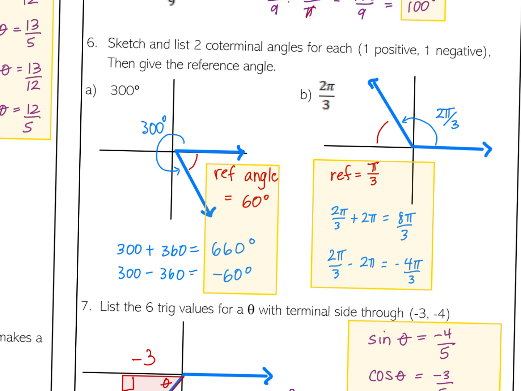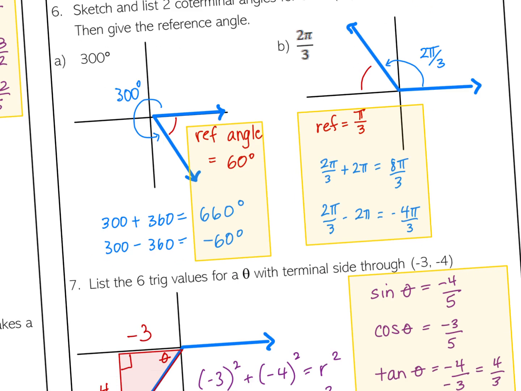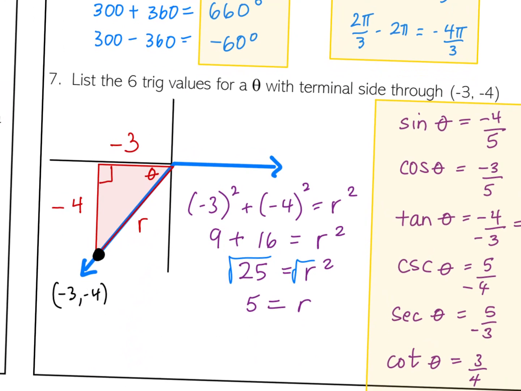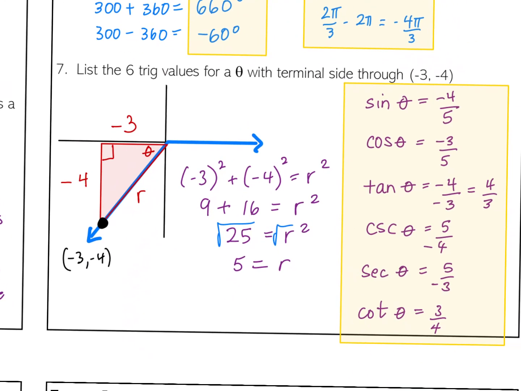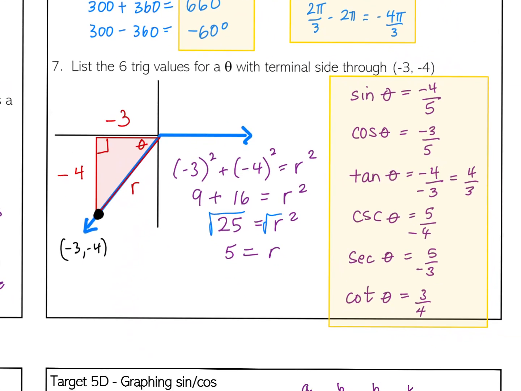And for this section, again, you will have a calculator, so you can use that to help you out. Here, we're going to be listing 6 trig values for that particular point, so you want to make a sketch. I've got this sketch here. Here's my -3, -4. I'm down in quadrant 3. I've labeled my x and my y.